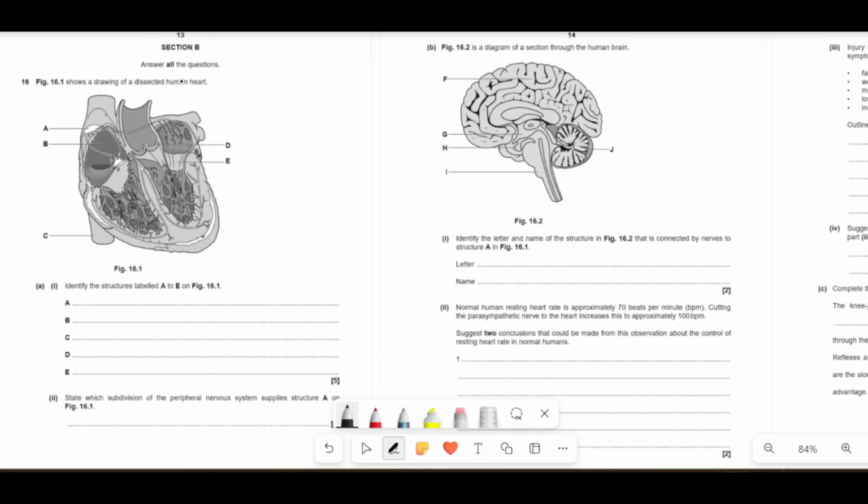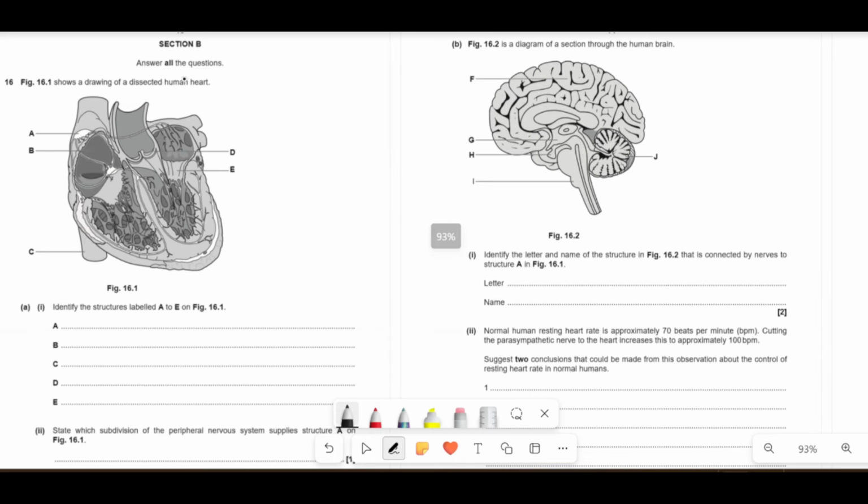Okay, so figure 16.1 shows a drawing of a dissected human heart. Identify the structures labeled A to E on this figure. The amount of times I've had beef with people over how the heart works, I've had enough.